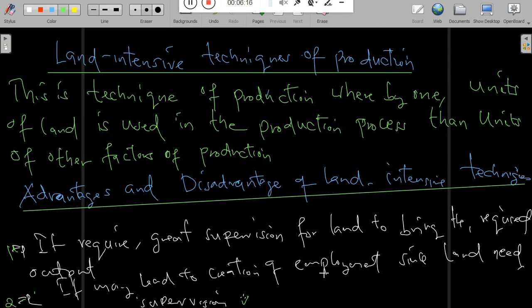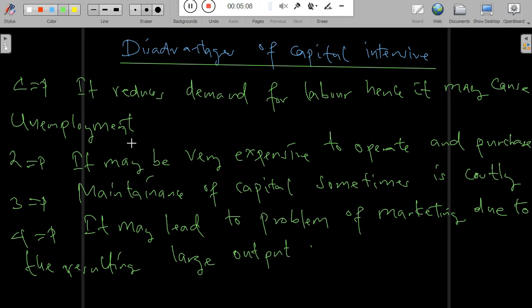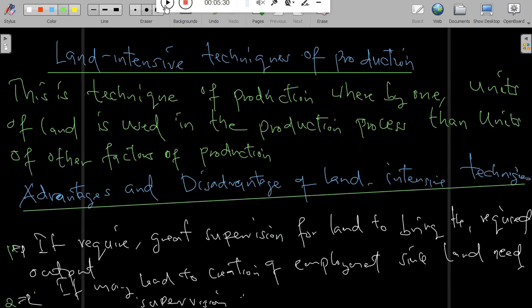Let's jump to the land-intensive technique of production. This is the technique of production whereby more units of land are used in the production process than units of other factors of production. The advantage of this is that it requires great supervision of land to bring the required output, and it may lead to the creation of employment since land needs supervision.